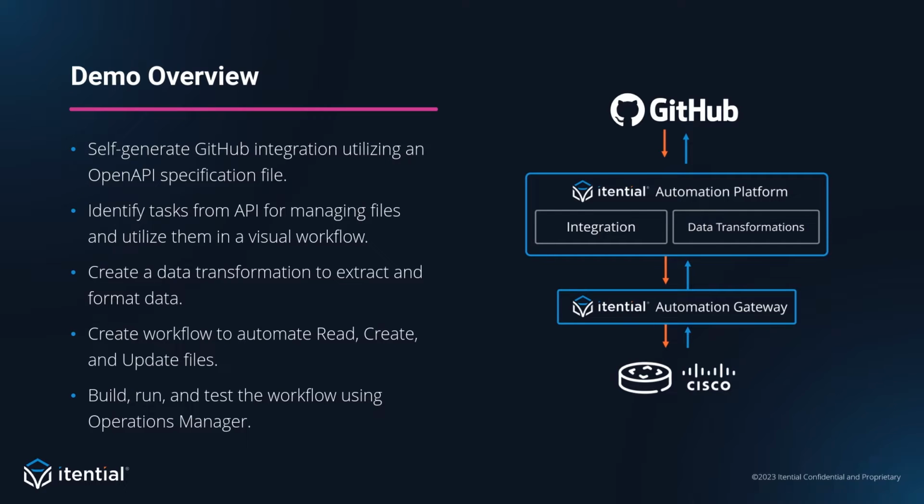And so what that looks like from a high level on the right-hand side here is that we'll be doing an integration with GitHub into our platform, so we can utilize that to build an automation so that we can make changes on a Cisco device, which is available through another part of our platform called Automation Gateway. And with that, let me share my screen and we'll get started.